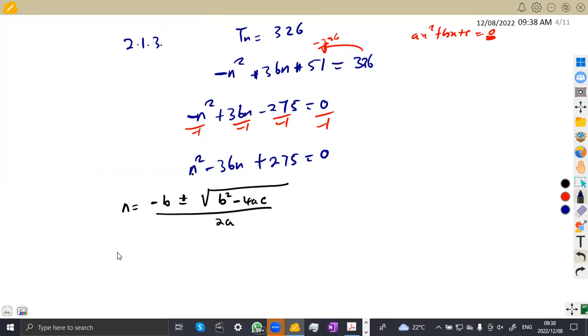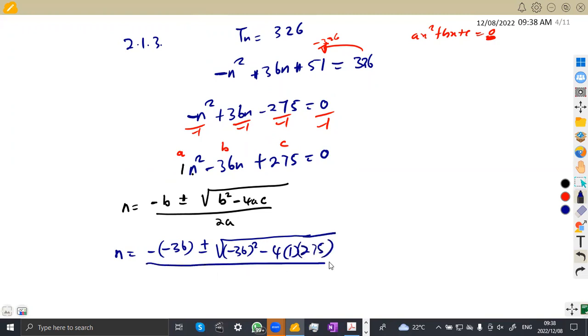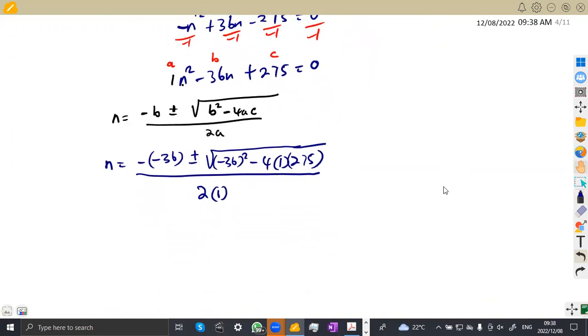All right, so here the coefficient of n squared is 1. So we are going to have our a as 1, our b as -36, and our c as 275. So we have -b, which is -(-36), plus or minus the square root of b squared, which is (-36) squared, minus 4 times a, which is 1, times c, which is 275, everything over 2 times a, which is 2 times 1. So that's you and your calculator now.